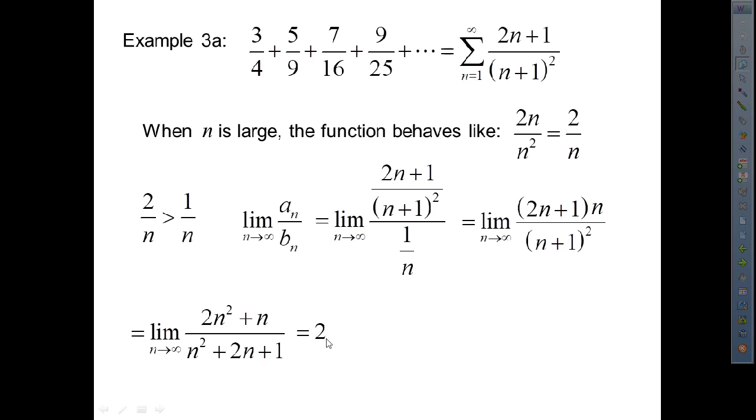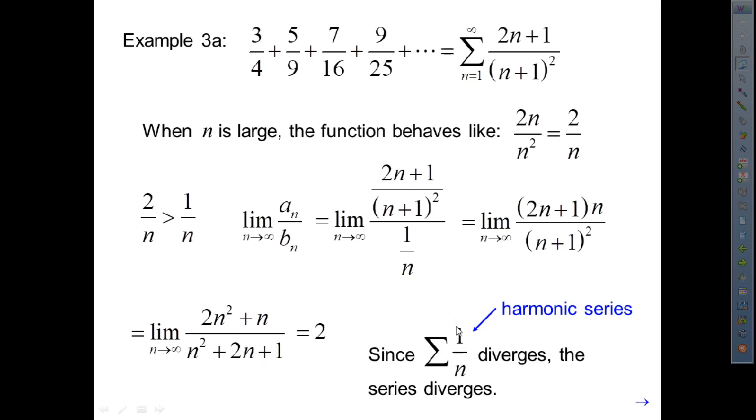So what that means, remember, is that if this over this, the limit as n approaches infinity, is equal to a constant, that means they're growing at the same rate. And what did we say we knew about 1 over n? It's a p-series, p-value of exactly 1, therefore this thing's going to diverge. Well, if this thing diverges, and we've proven that they grow at the same rate, this one has to diverge as well. So since 1 over n diverges, then the series we're testing here diverges as well.